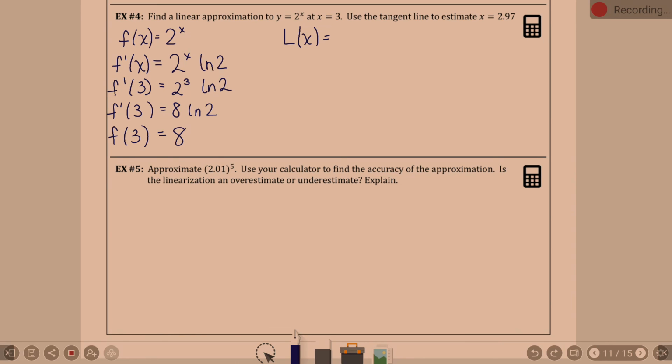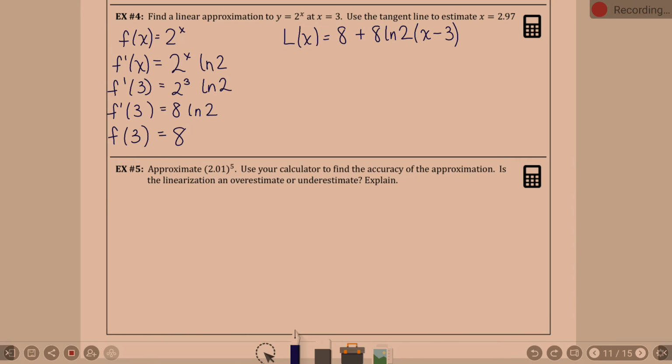So this is basically your y value, right? Plus, what do I need? Your slope. 8 natural log of 2 times x minus 3, because we're trying to write our linear approximation, yes? Now, in all honesty, leave it like that. Okay, so there is our linear approximation.